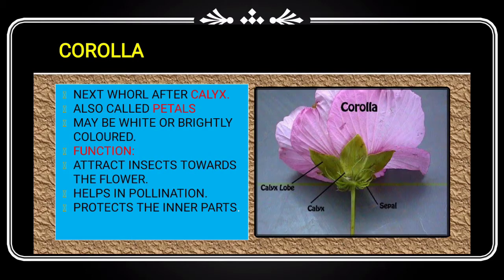Corolla, the next whorl after calyx, also called petals, may be white or brightly colored. Function: attract insects towards the flower, helps in pollination, protects the inner parts.